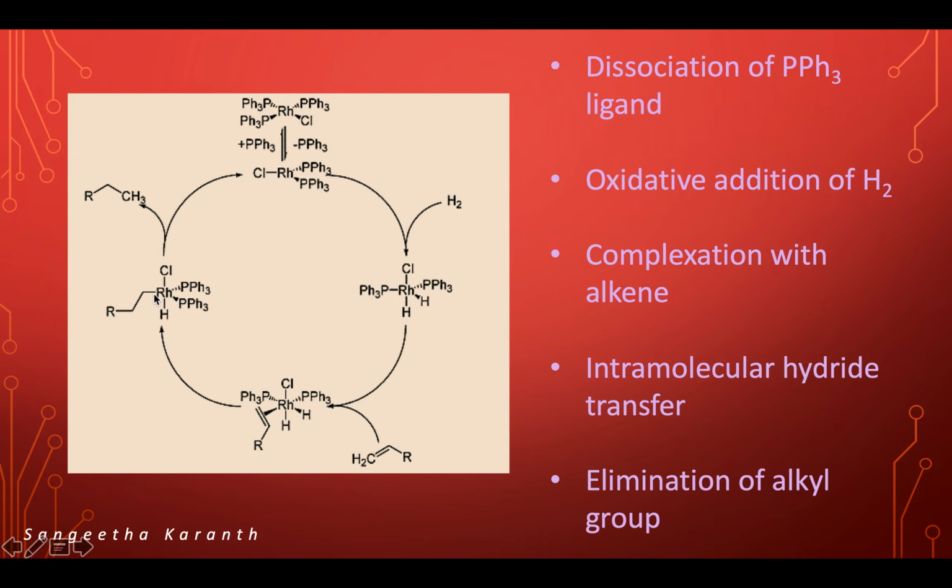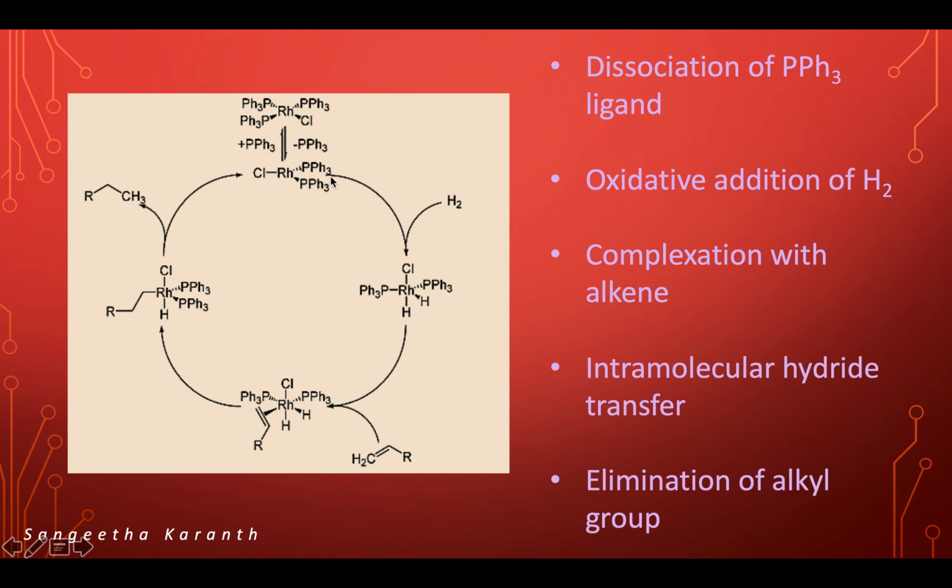So what is remaining now? Rh with chloro ligand and two triphenylphosphine ligands. So you can see here, finally we got this as the product. So we started with this, we added hydrogen, in the next step we add the alkene, then intramolecular hydride transfer takes place, one hydride gets transferred here, in this step one more hydride gets transferred, and finally the product is removed. So finally we get this catalyst from which we have started.